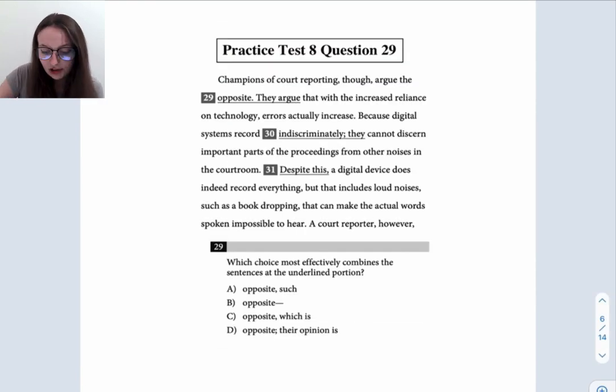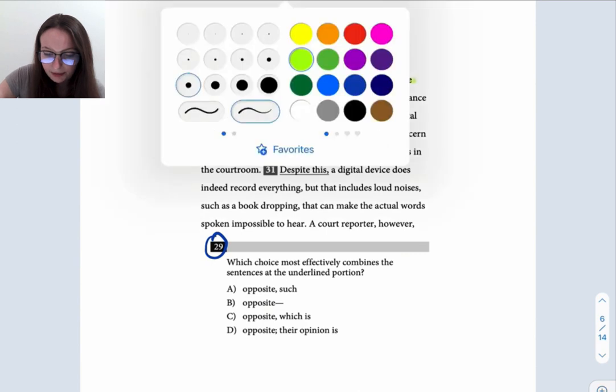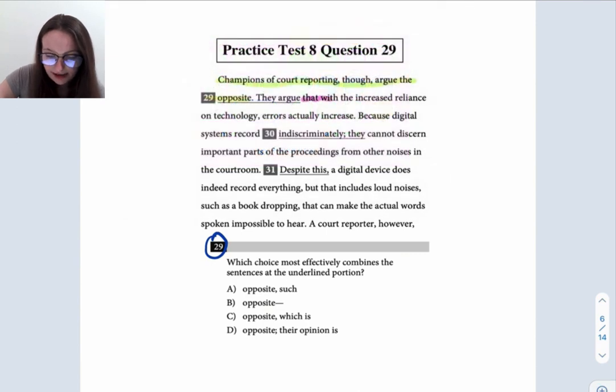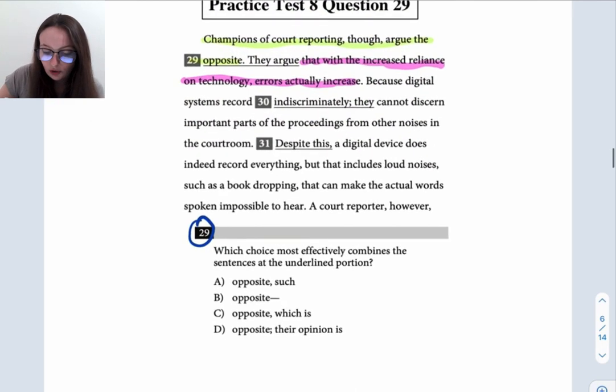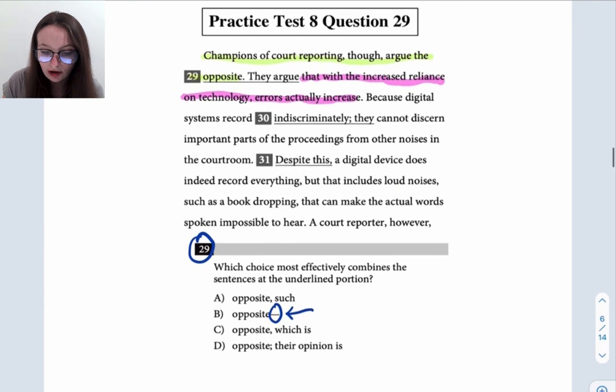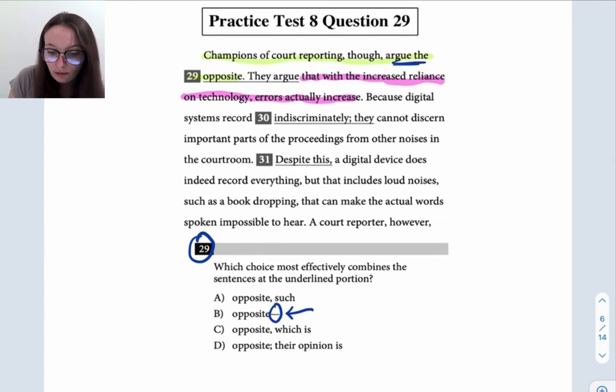All right, then let's check out question number 29. So it says champions of court reporting, though, argue the opposite, and then it proceeds to say what the opposite is, that with the increased reliance on technology, errors actually increase. All right, so we said that we can use a single dash, which we see in choice B, as an opportunity to specify what we're talking about. So we're basically specifying what we mean by the opposite, and then we're stating what that claim is right after.